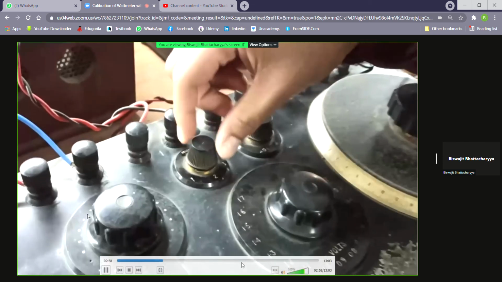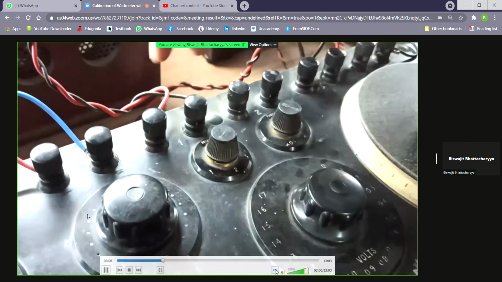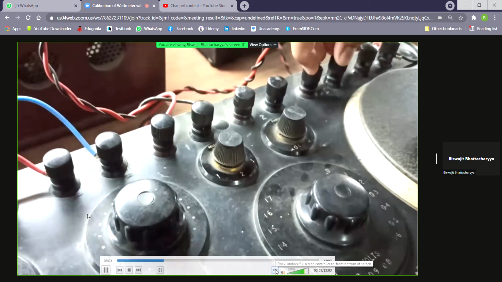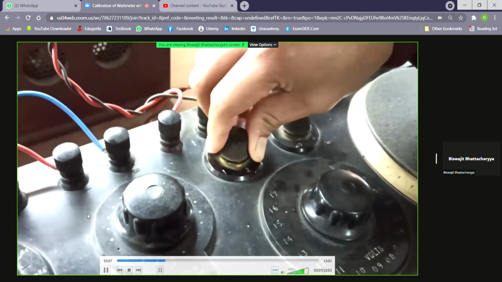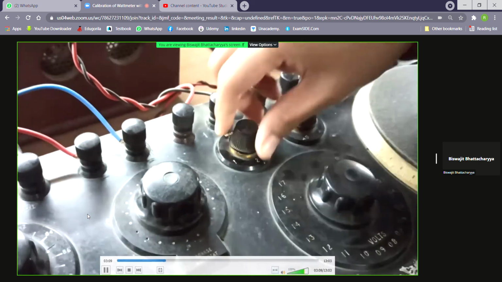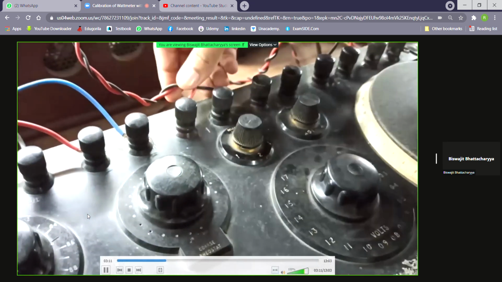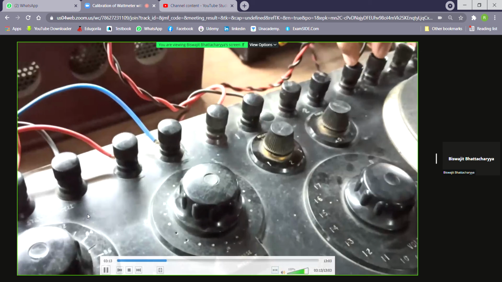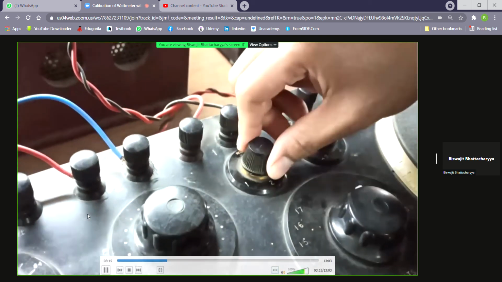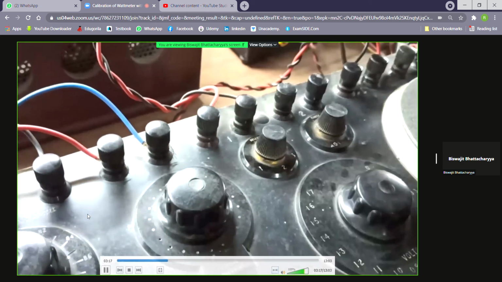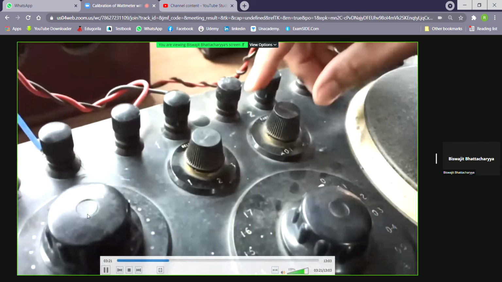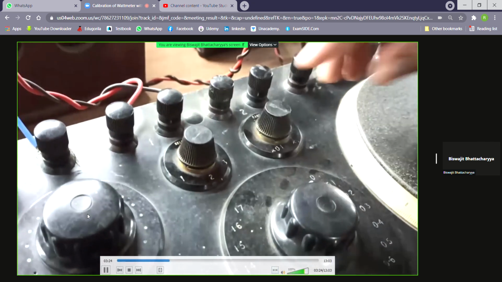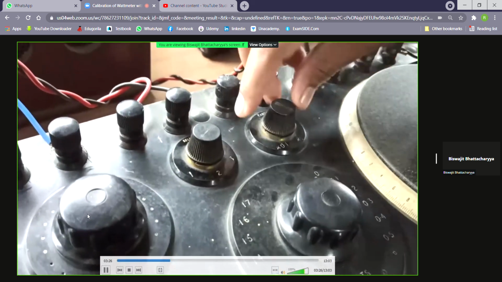Here is the selector switch. There are three input terminals, 1, 2, 3, and this is the selector switch for these three terminals. Here, as we are using terminals 1 and 3, we will take 1 and 3 when we test. And here is a range switch. You can change the range by this range switch.